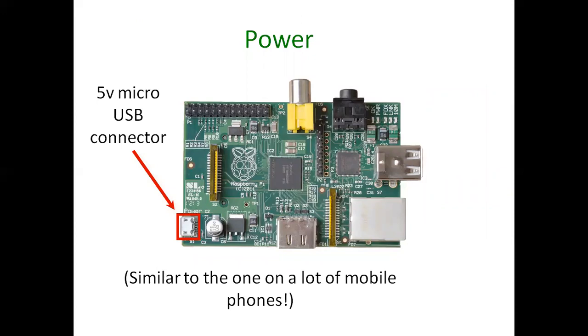The power to the Raspberry Pi can be provided using either a micro USB lead to the micro USB connector, or the 5 volts can be directly fed into the 5 volt GPIO pins, that is general purpose input output pins. And this is similar to the one on a lot of mobile phones.